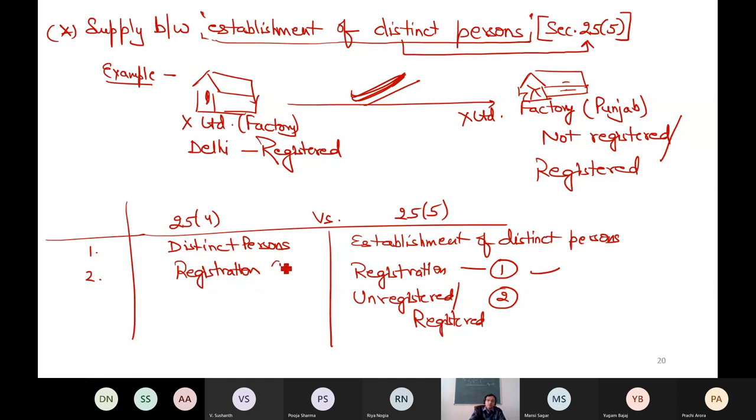Here, for both 1 and 2, for both offices or factories, registration is a must. Third, same state or different state, both situations are covered. Here states must be different. These are the two main changes between 25.4 and 25.5. I hope the concept is clear. Please raise your hand if you want me to proceed. Okay, don't raise the hand. I have to proceed. Now, let me discuss the third activity.